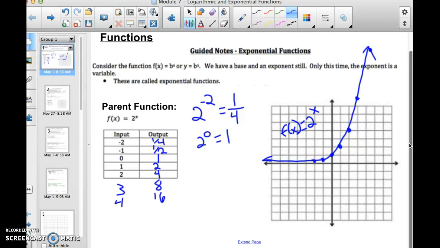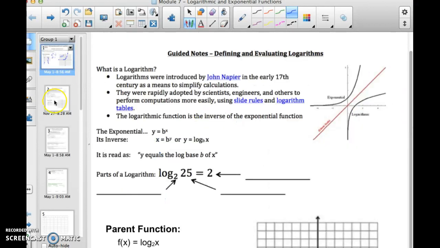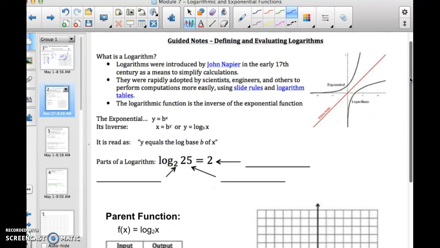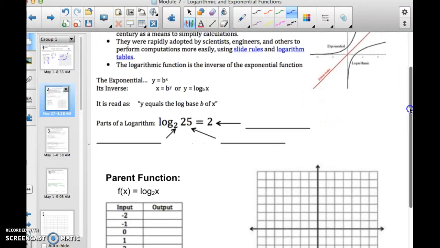parent function. All right, so if we go to the logarithmic function, the inverse of an exponential function, which is the logarithmic function. Here's some notes on logarithms. They were introduced by a guy named John Napier in the early 17th century. It's a way to condense or simplify calculations, especially when you are working with really big numbers like scientists or engineers do, that type of thing. And so they've created the logarithmic function to work with such numbers, like if there's a huge earthquake, the way they measure that earthquake is a logarithmic function, a base 10 type system.